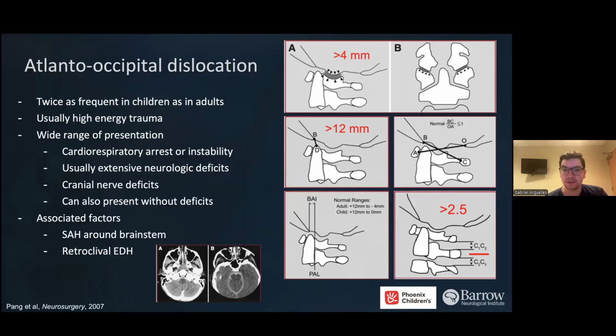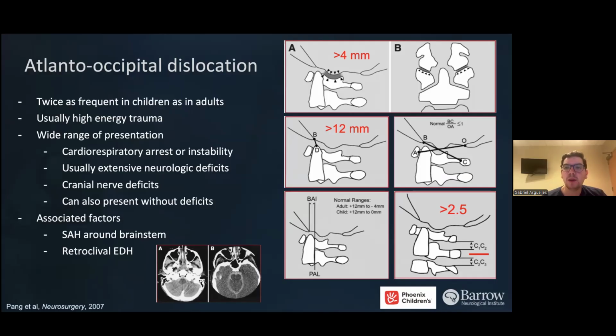There are usually extensive neurologic deficits, which often include cranial nerve deficits because of what we talked about in the first couple of slides. They can also present without deficits, however, if they're well aligned, and that represents for us a really clear chance to intervene and prevent injury. There are some nice associated radiographic findings that you can see in patients that present with AOD. You can see subarachnoid hemorrhage around the brainstem. You can see that retroclival epidural hemorrhage that we talked about, with the stripping of the tectorial membrane off the clivus, the clival dura.